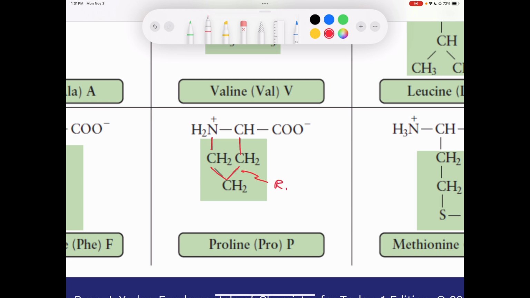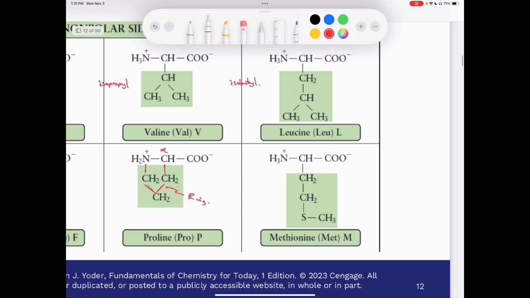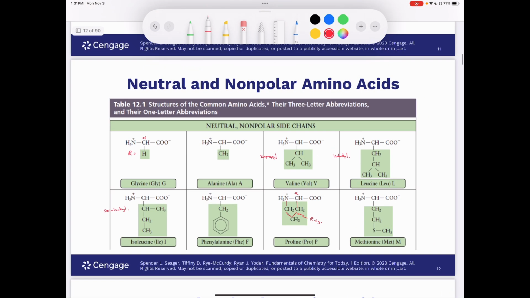or tied through to the amino group. So there's a ring in proline, and that's unique. It's the only amino acid that has a ring that attaches the alpha carbon to the amino group. And then finally, we have methionine. So this is the only one in this slide that has a sulfur in it. So methionine, MET, or M, and you can see we have CH2, CH2, S, CH3.